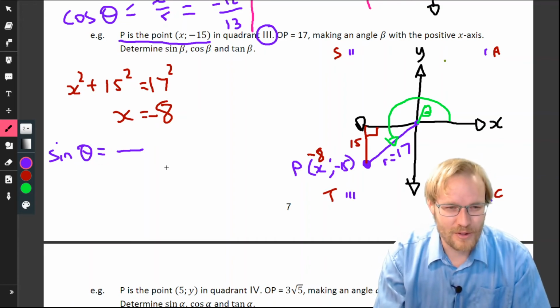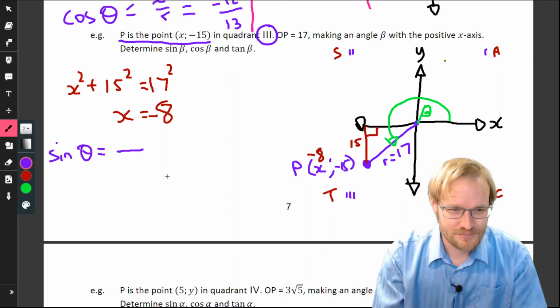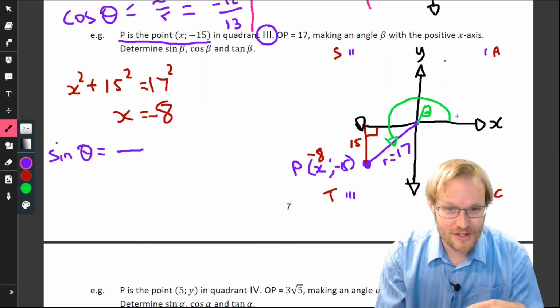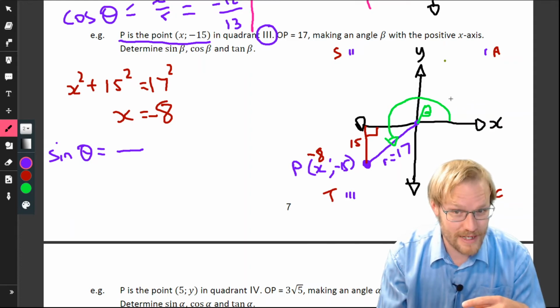Now remember, we're not looking in terms of opposite, adjacent, hypotenuse. It's in terms of x, y, and r. So sine theta, opposite over hypotenuse, must be y over hypotenuse, y over r. So if we had it in this right quadrant, it would have been opposite over hypotenuse, y over r.